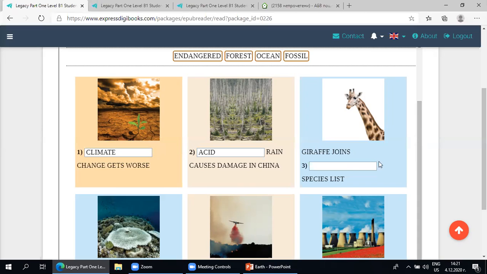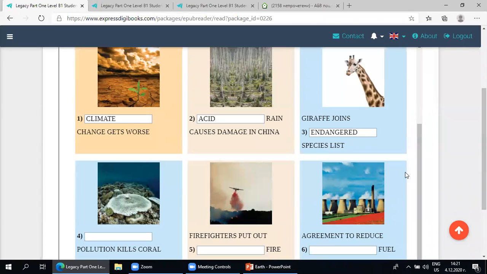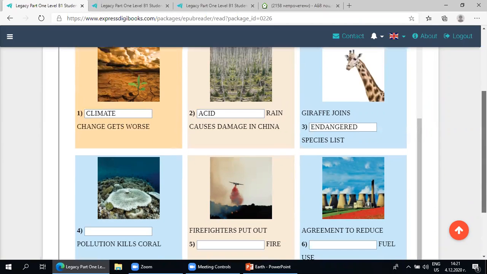Okay, let's talk about animals. Now, the third one. Who wants to do the third one? Giraffe joins endangered species list. Yes, okay. Can you translate that in Bulgarian? The giraffe is included in the list of endangered animals. That's right. Okay, move on to the next one.